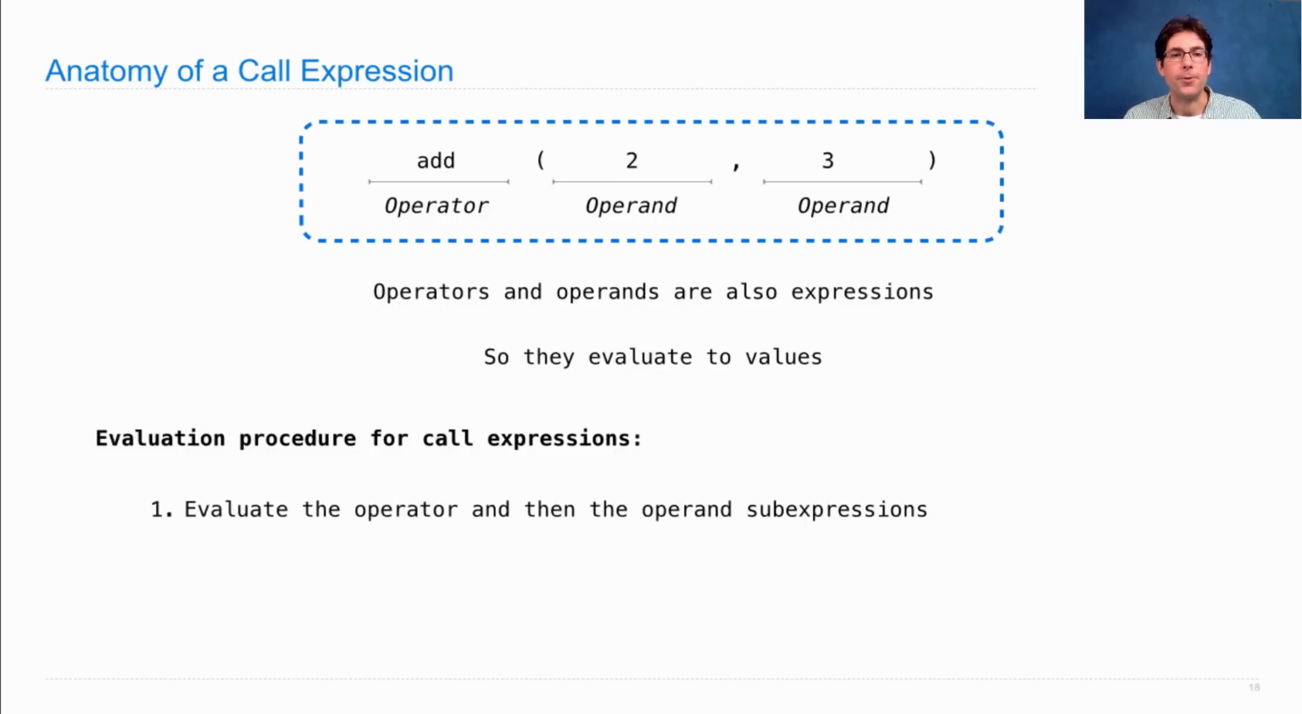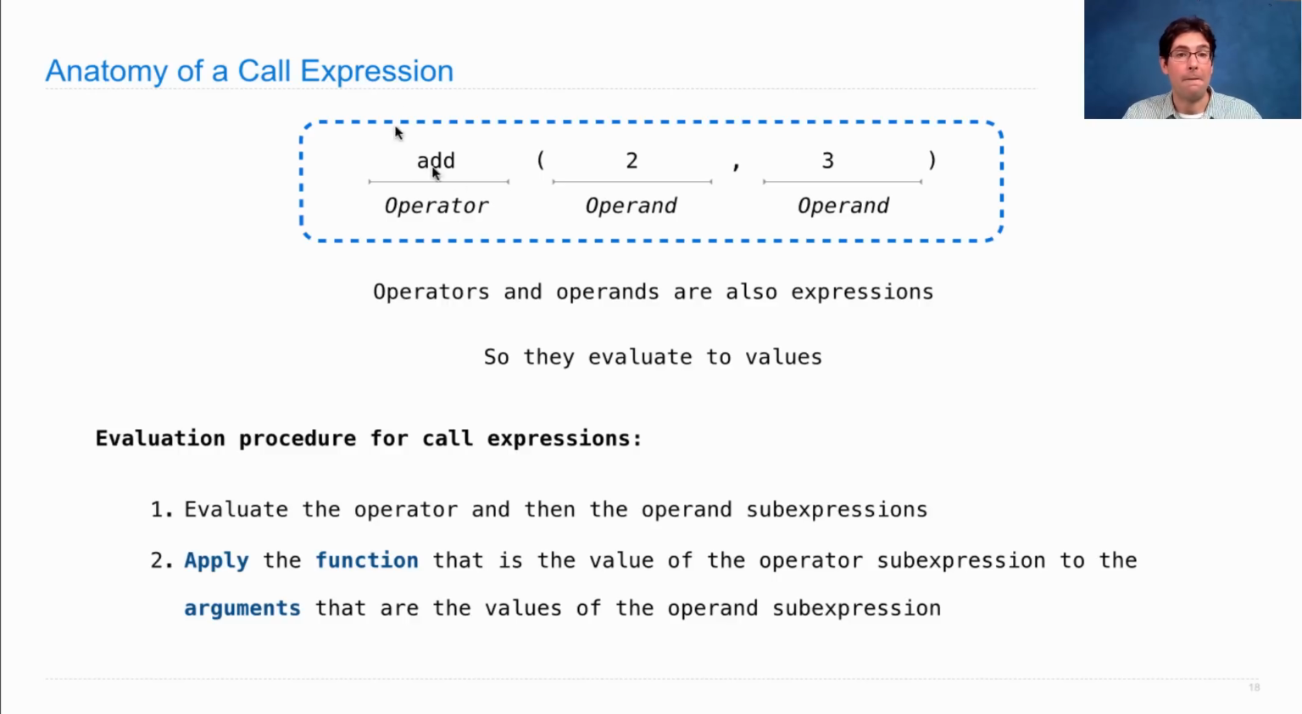The one for call expressions goes like this. You evaluate the operator and then the operand sub-expressions in that order. Then you get a function from the operator and arguments from the operands. You apply the function that is the value of the operator to the arguments that are the values of the operands. So first you evaluate all the sub-expressions and then you apply a function. All that in order to add 2 and 3 together. Well, the reason why we go through this in such detail is to observe that the same evaluation procedure can be used many times over in order to evaluate much more complicated nested expressions.